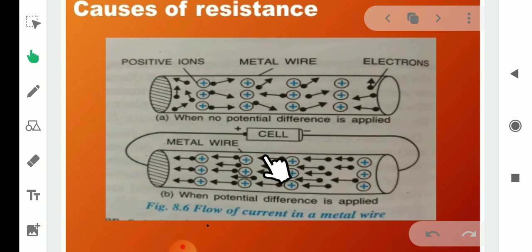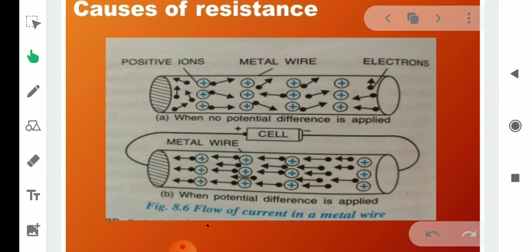in the electric conductor or a wire, if we call. So this opposition is called resistance. Here the positive ions are going to resist the flow of electrons because of the collision which is going to take place here. So this opposition is called resistance of a conductor.